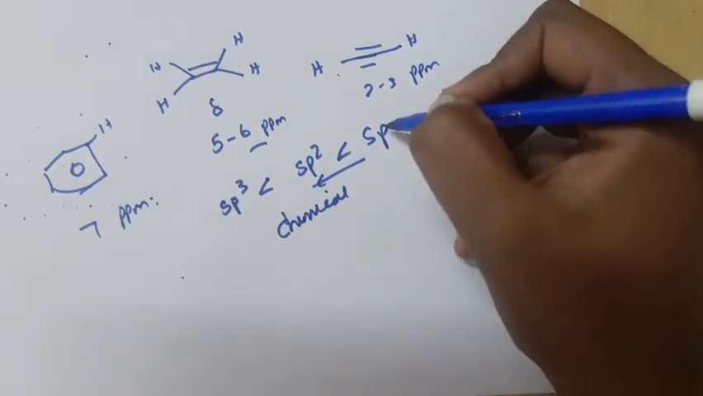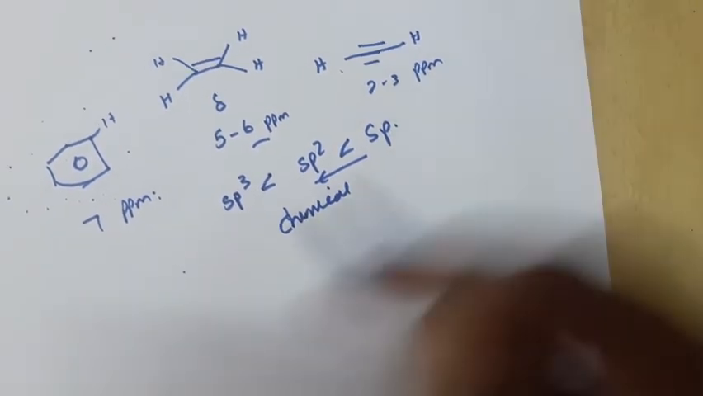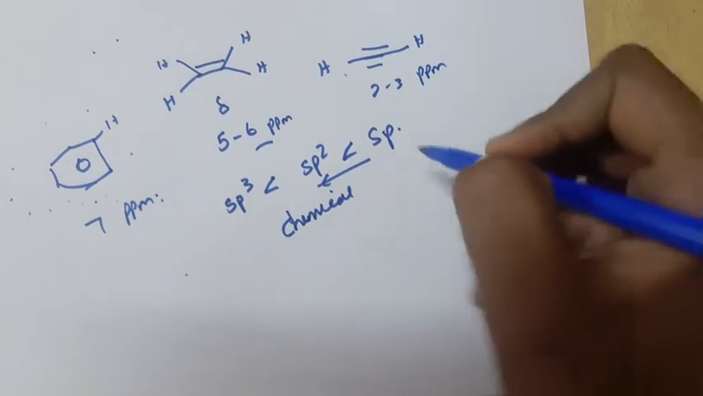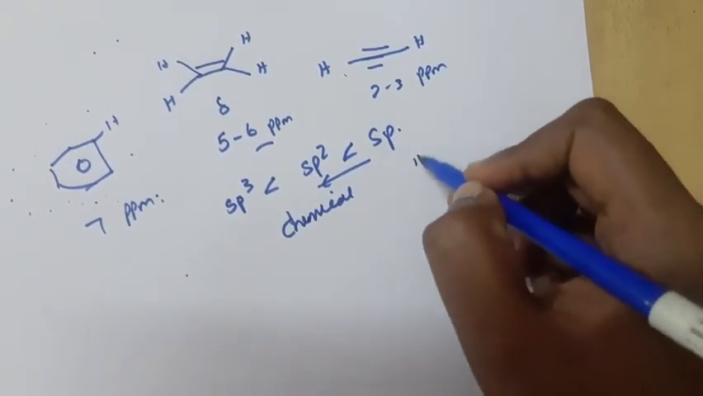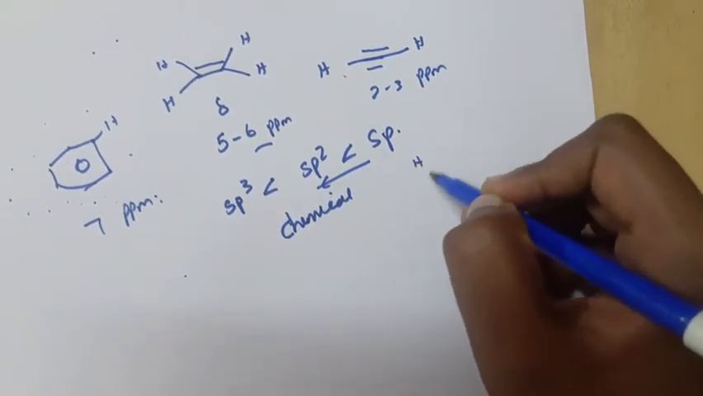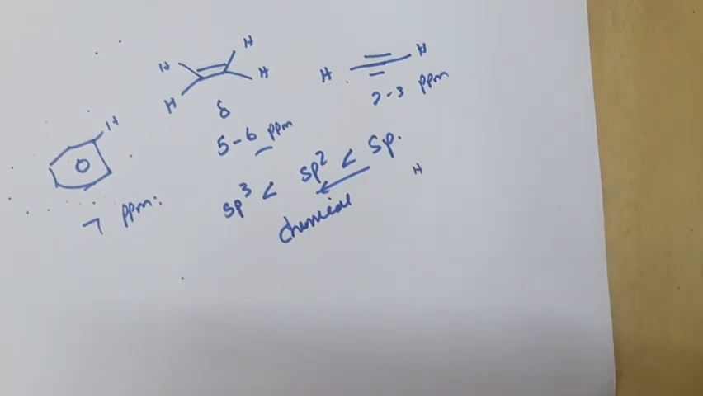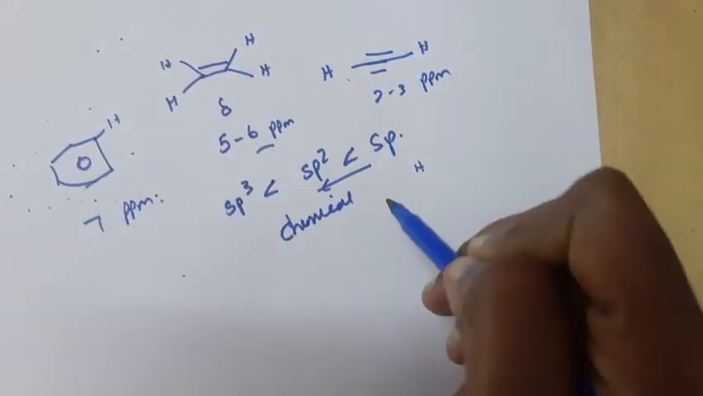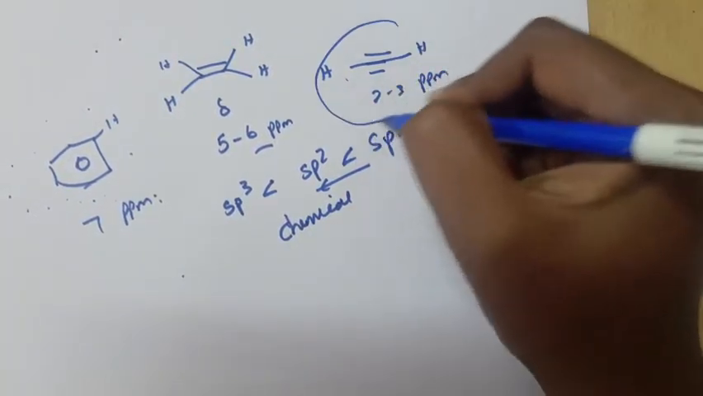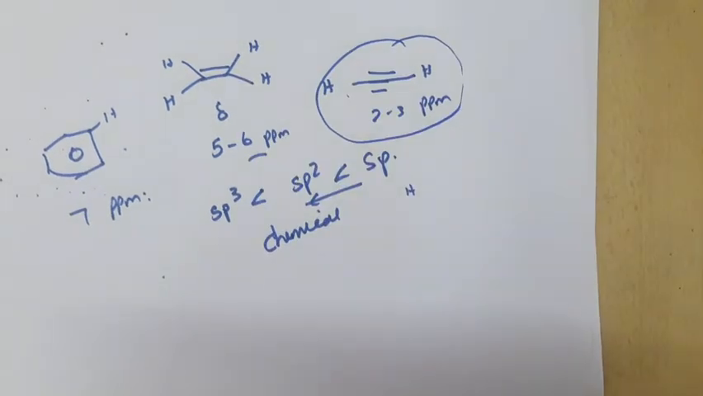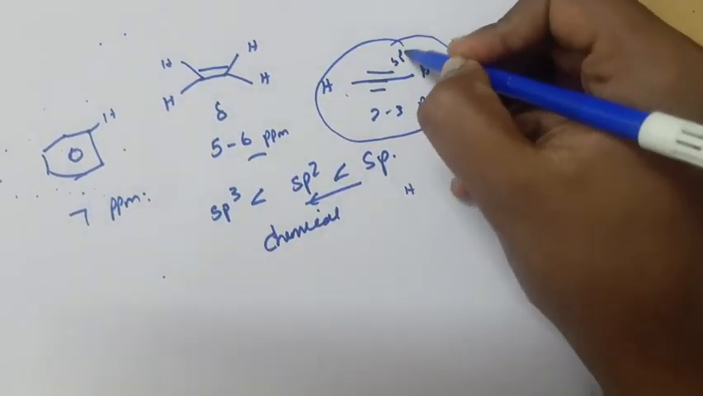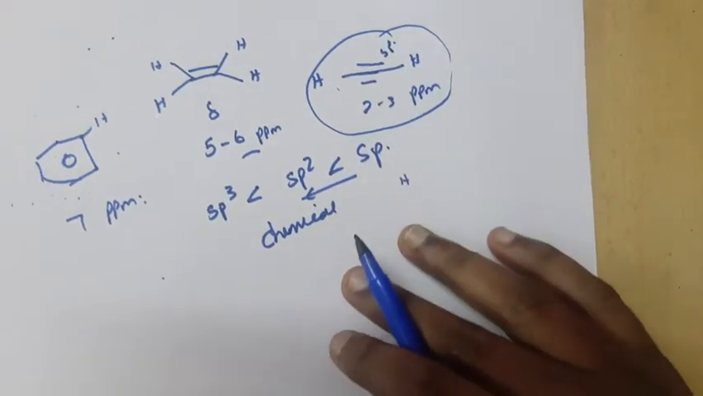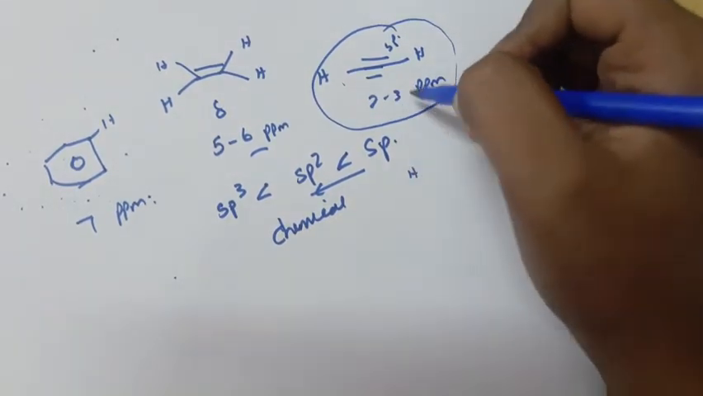It's explained because look, the electron is very close to the nucleus here, to the carbon nucleus. Therefore the H is highly de-shielded. Therefore we have a shift in the higher range, like 5 and 6. But you see here in this case, even though this is an sp, we get a very low 2 to 3 ppm.